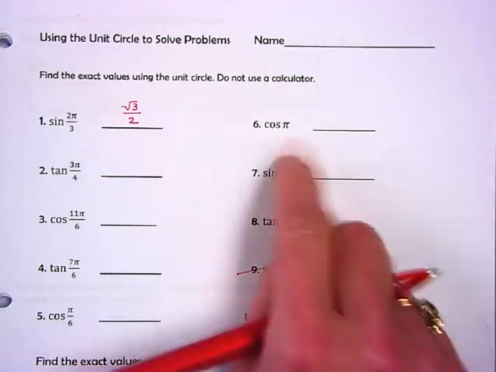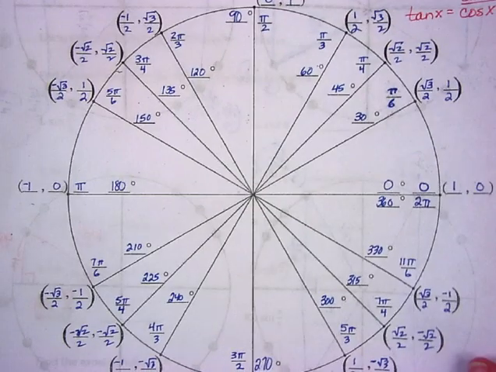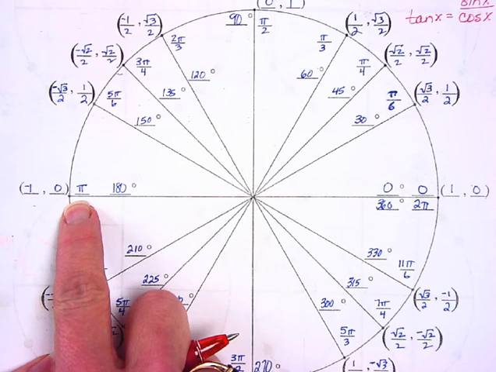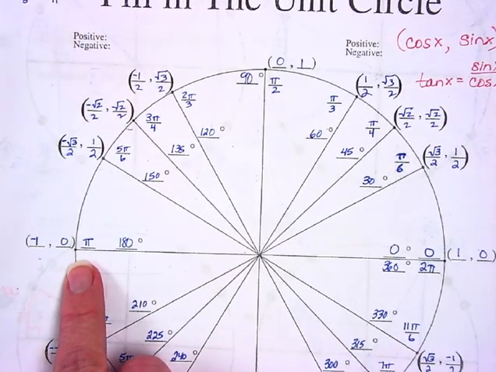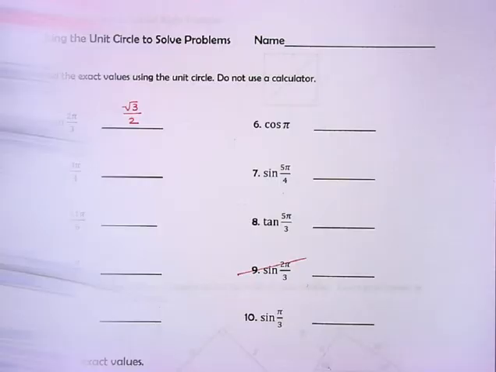All right, let's look at number 6. What is the cosine of pi? Okay, so pi is right here. Remember, it's cos first, then sine. And so we have -1 for the cosine of pi.